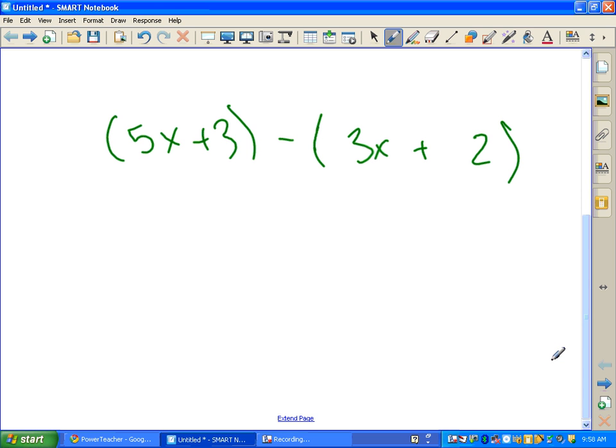Okay, today's lesson is on subtracting polynomials. Yesterday we had done adding polynomials. Subtracting really ends up being the exact same as adding.